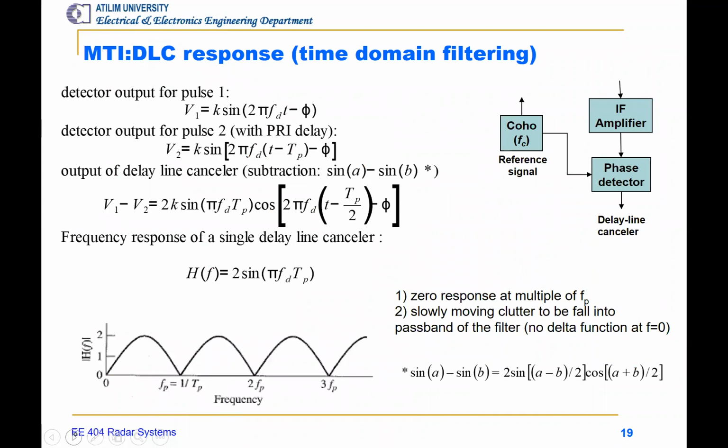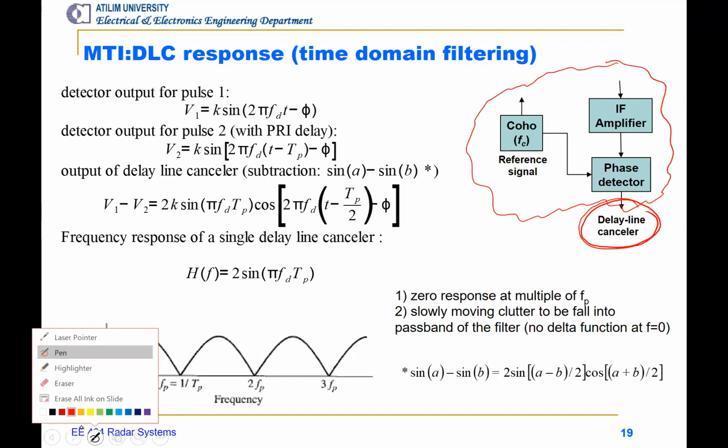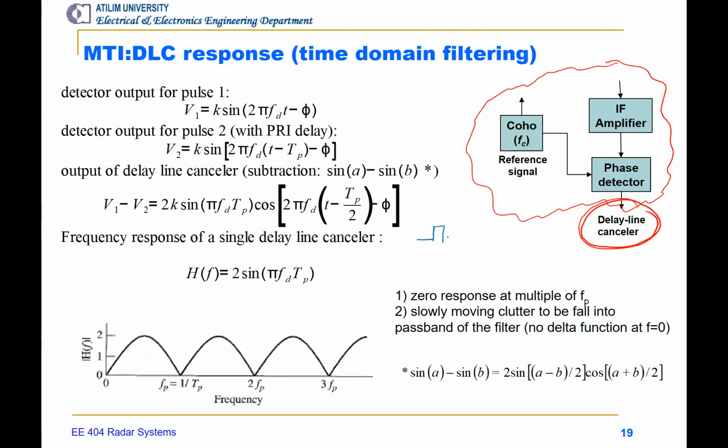Okay, we now look at delay line canceller in time domain and then frequency domain. As you might remember, this was one portion of the MTI receiver. At the output of the phase detector, we got a delay line canceller. Remember that the delay line canceller is simply, let us draw it. We got a pulse sequence again.